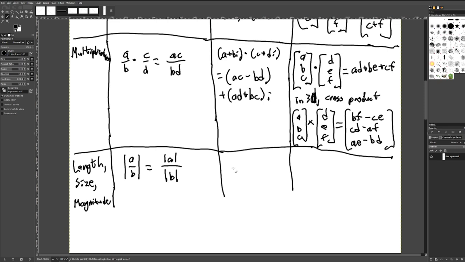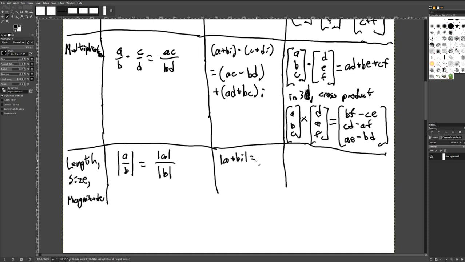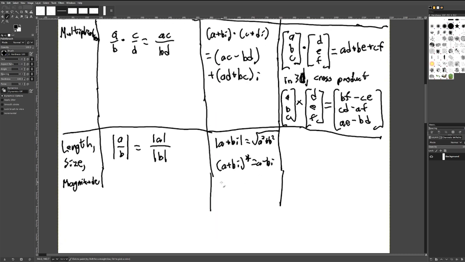And then the magnitude of a complex number, you can use the Pythagorean theorem, and this is root a squared plus b squared. Also, you can come up with a formula using the complex conjugate, where a plus bi complex conjugate is a minus bi. Then the magnitude of a complex number, which I'll just write x, is the root of x times x complex conjugate, as you can verify. So that's the magnitude of a complex number.